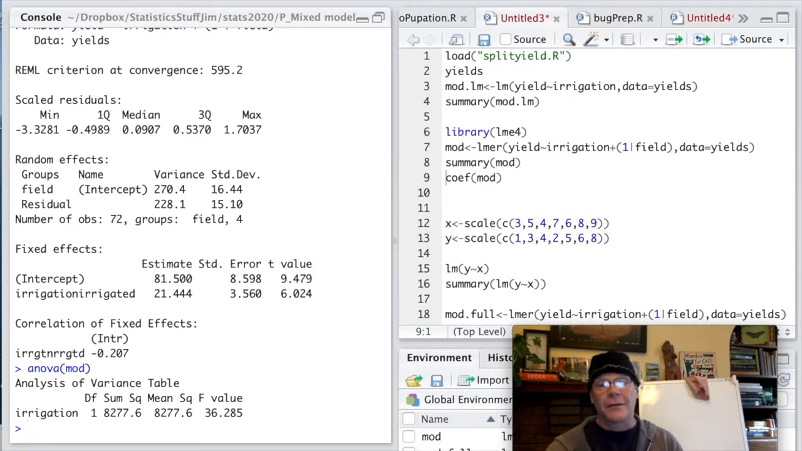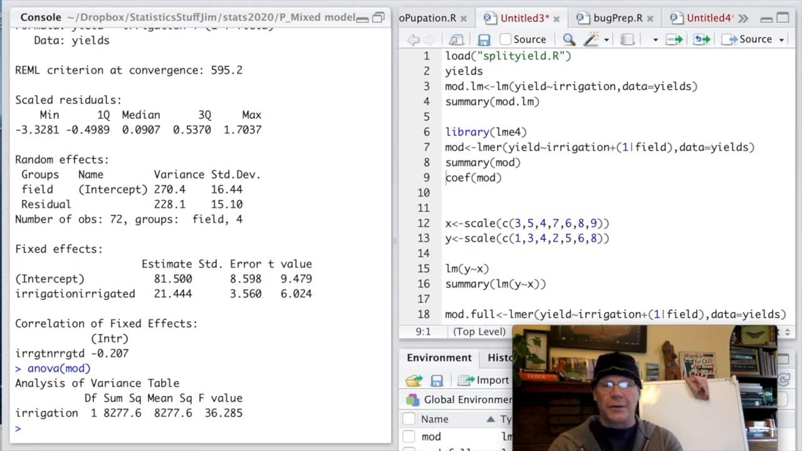And so why is it that there's no agreement as to how to do the hypothesis testing on a mixed model? It all comes down to there is no general agreement as to what the appropriate degrees of freedom should be.